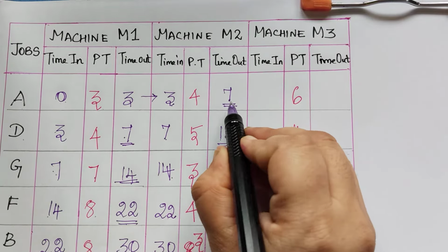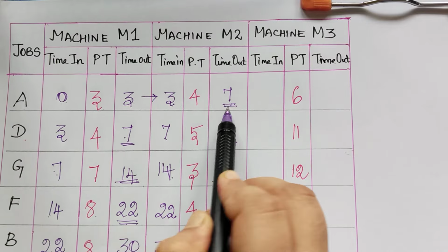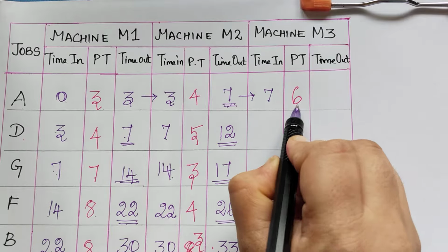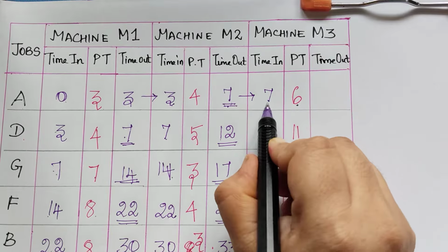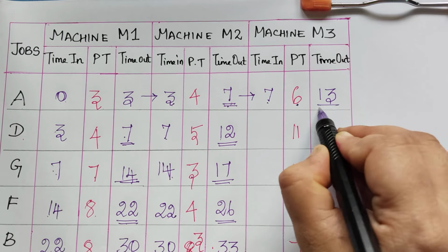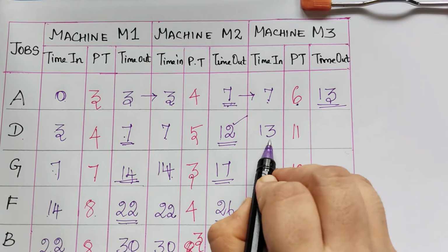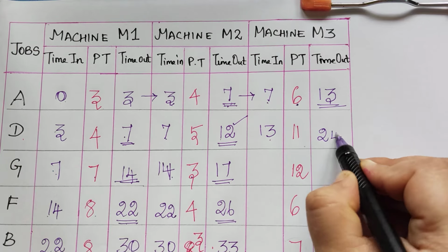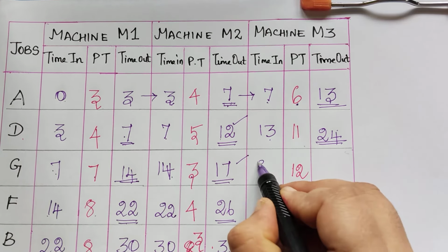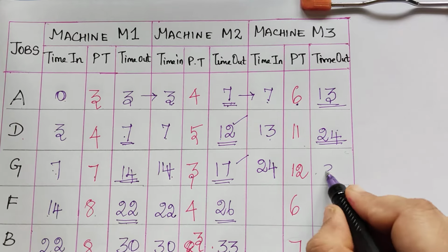So what is the time out for job A in machine 2? It is 7. So that time we have to write here. So 7, and then it is being processed for 6 hours. So 7 plus 6, that will be 13. So we have to check whether 13 is greater or 12 is greater. Obviously 13 is greater. Then 13 plus 11 is 24. Now 24 or 17 we have to check. Obviously it's 24. So that we have to write here. Then 24 plus 12 is 36.